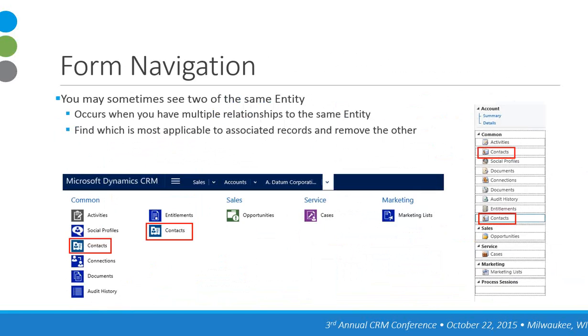And here's an example of why you may need to edit it with those multiple relationships. So in this case, you see that on the record, you're noticing two navigation entries for contacts. And on the form navigation editor, you also see both those contacts.